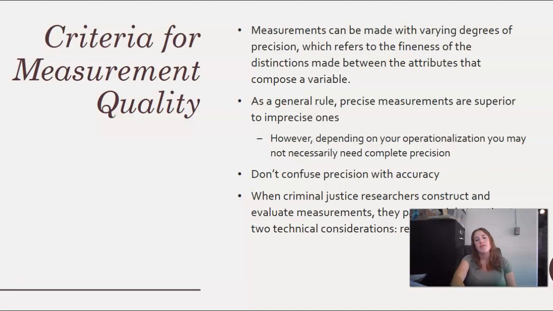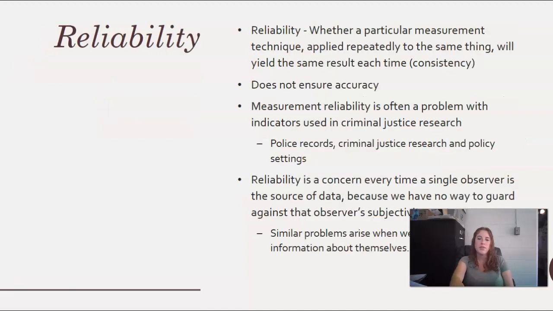All right, so now we're going to get into two critical considerations known as reliability and validity of our measures. Reliability is basically talking about consistency, whether a particular measurement technique will yield the same result each time. We want our measures to be reliable, meaning that we aren't measuring one thing one time and something else another time, that we're consistently measuring the same thing.